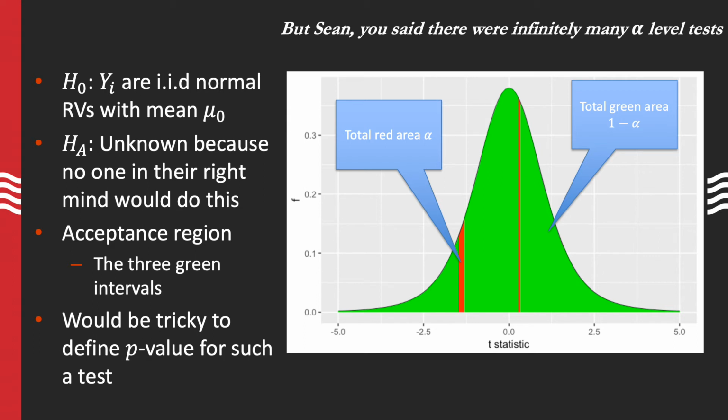Now, it would be tricky to define a p-value for such a test, because what we mean by quote-unquote more extreme when you have that weird rejection region is a little bit tricky. But this is indeed an alpha level hypothesis test. Luckily, it's one that makes absolutely no sense to use in practice, so we don't really have to think about it.